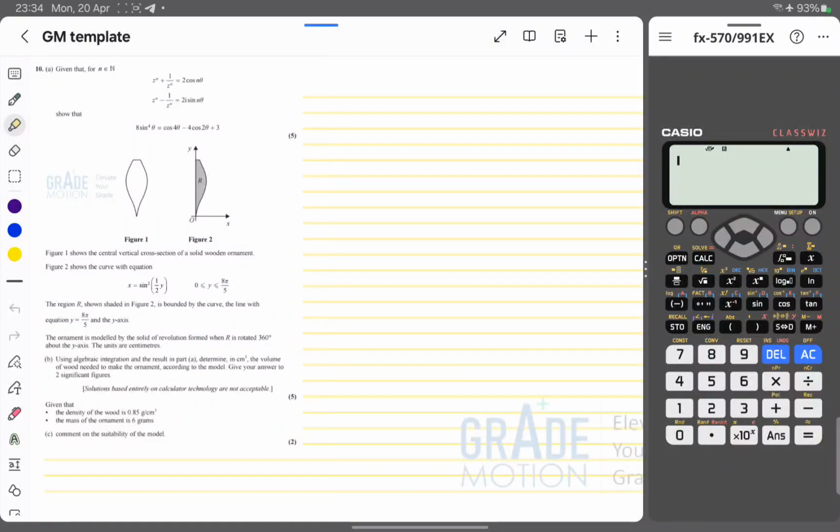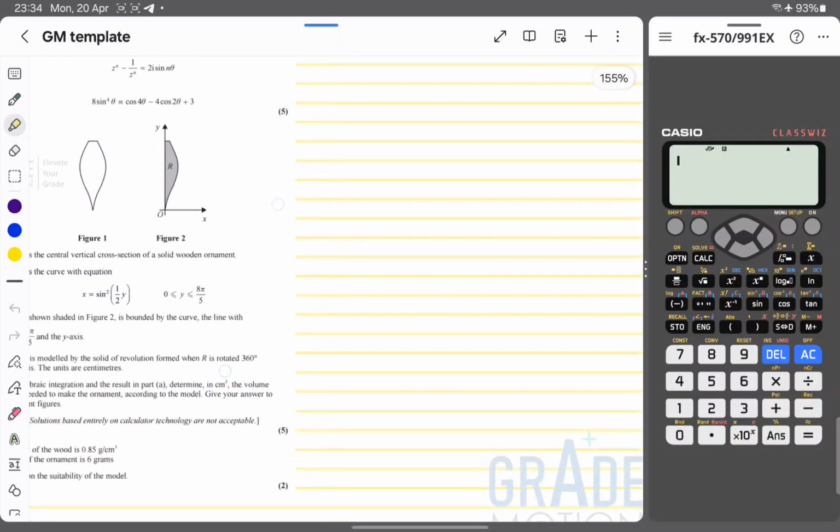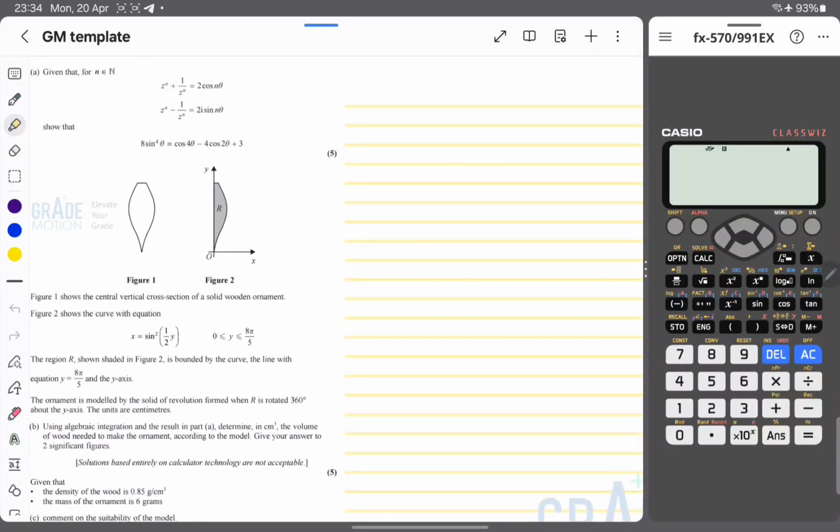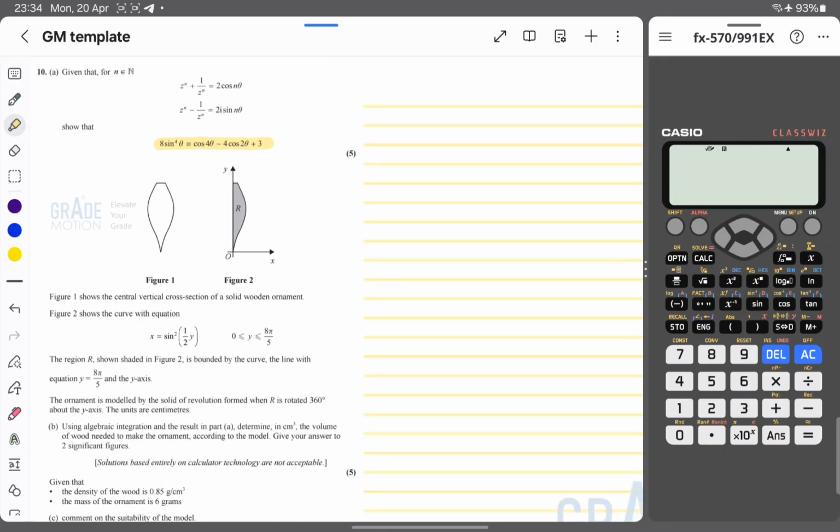Let's now take a look at question 10. Okay, for part A, they give us these two statements here and they want us to use this to show that 8 sine to the power of 4 theta is equal to cos 4 theta minus 4 cos 2 theta plus 3. That is for 10A.